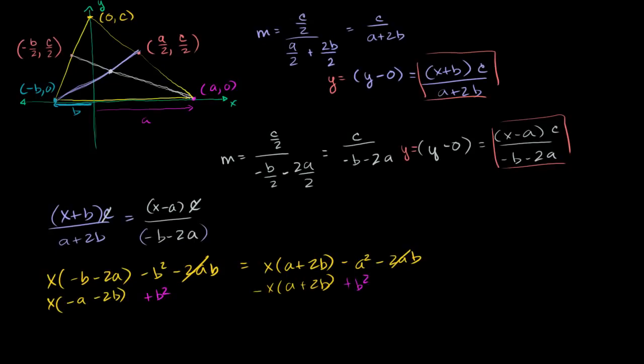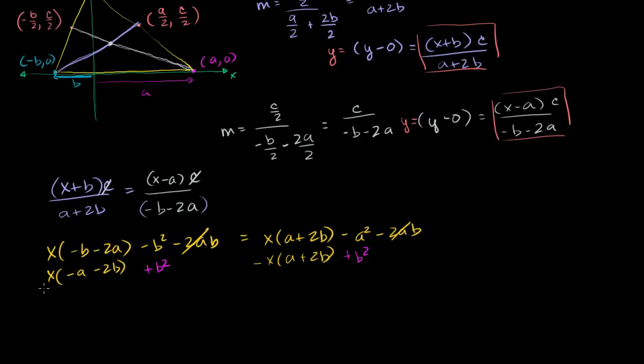I want to collect all the x terms on one side and all the constants on the other. And so this becomes, on the left-hand side, the coefficient on x: I have negative b minus 2b is negative 3b, negative 2a minus a is negative 3a, times x is equal to, these guys cancel out, b squared minus a squared.